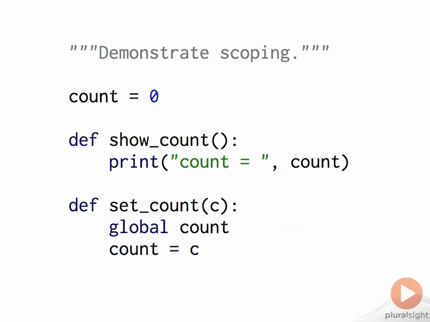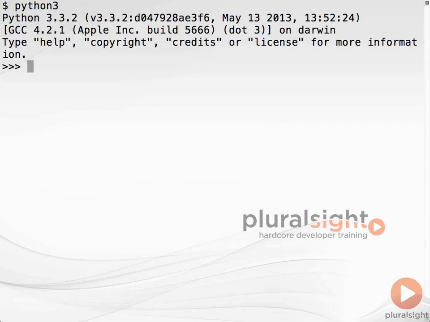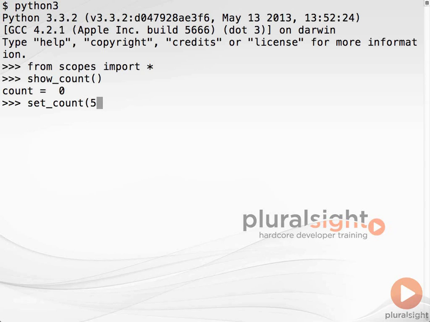To avoid this situation, we need to instruct Python to consider use of the count name in the setCount function to resolve to the count in the module namespace. We can do this by using the global keyword. Let's modify setCount to do so. Quit and restart the Python interpreter and exercise our revised module, which now demonstrates the required behavior.